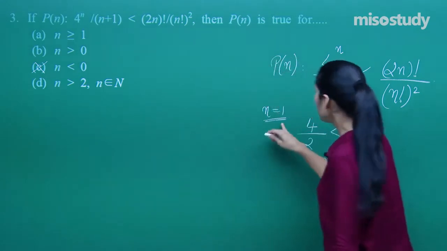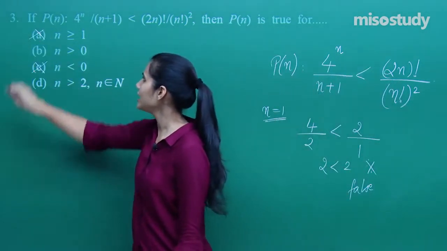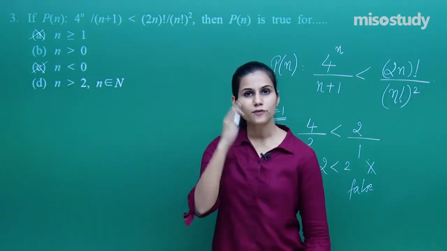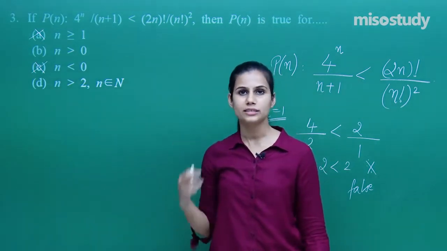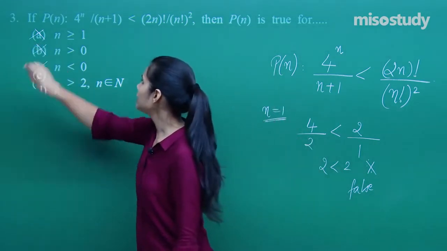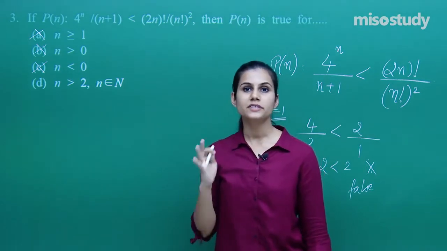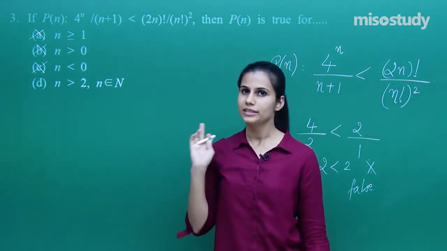It is not true for n equals 1, right? If it is not true for n equals 1, this option is also eradicated because this option says that for n equals 1 and greater than 1 this is true. But for n equals 1 it's not true. Similarly, for n greater than 0 also this is eradicated. Why? Because n greater than 0 involves n equals 1, but for n equals 1 this is not true.